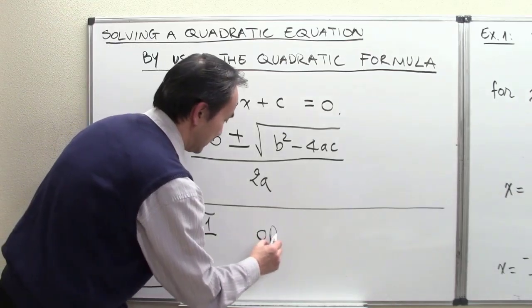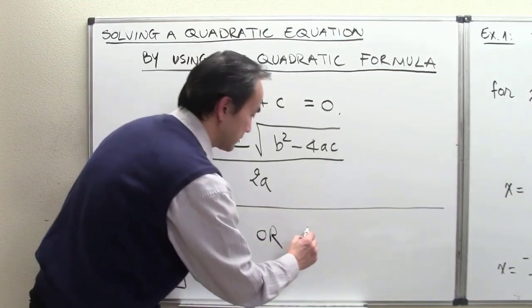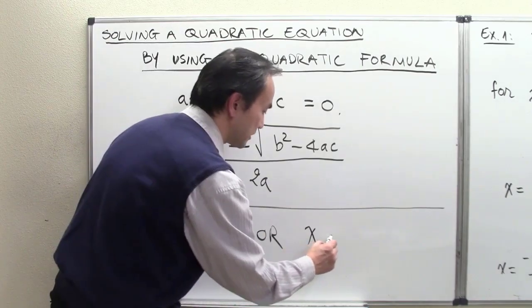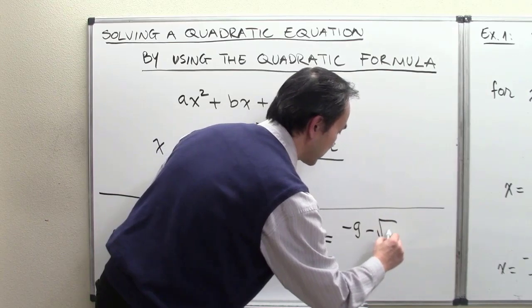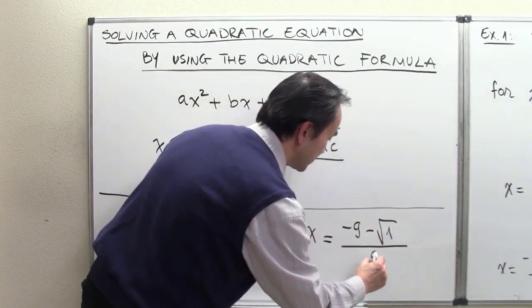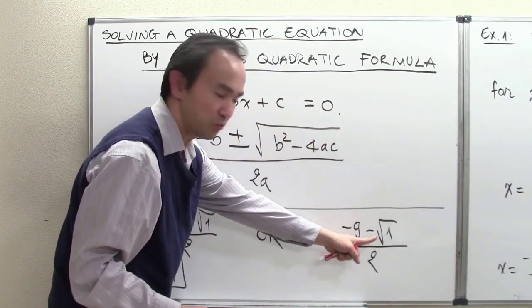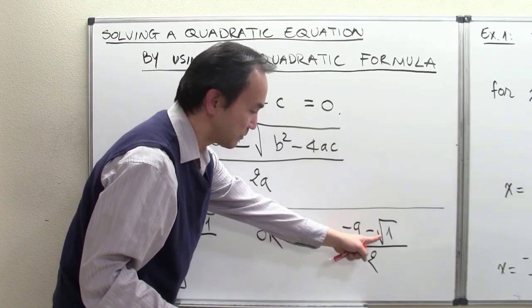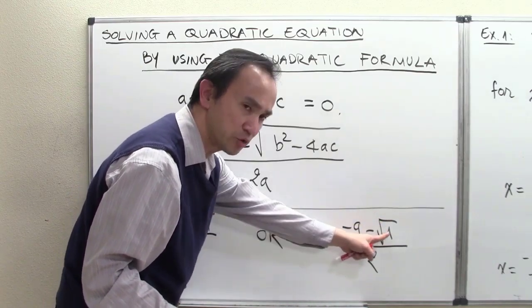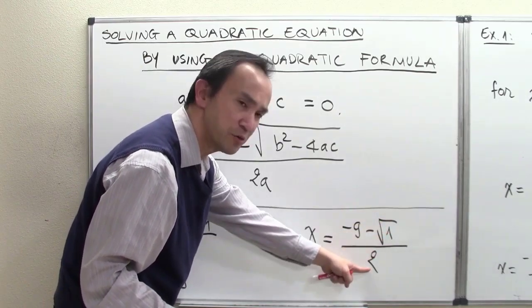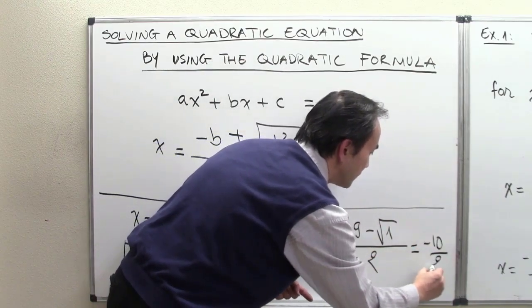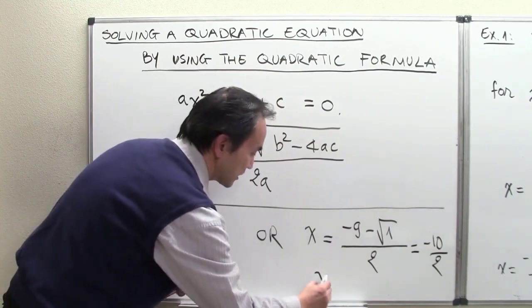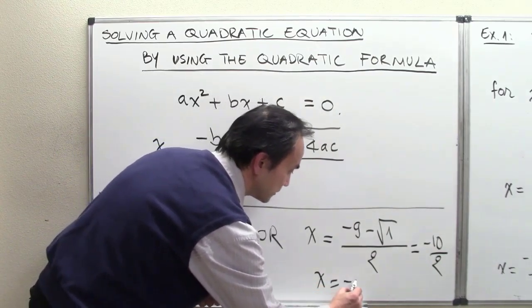Or, on the other hand, the other formula came down to minus 9 minus the square root of 1, divided by 2. Once again, we take the square root of 1 first, making it 1. So minus 9 minus 1, making it minus 10, over 2. Our final answer, another final answer here, is minus 5.